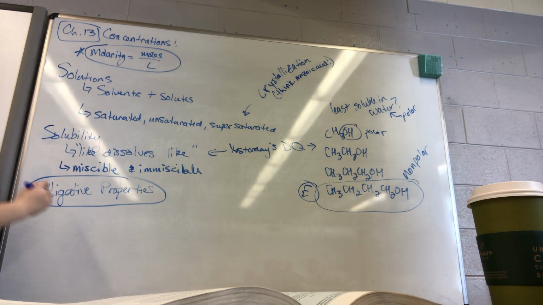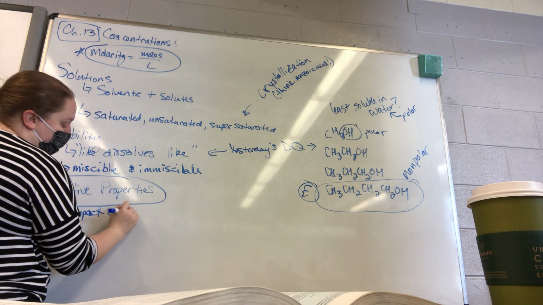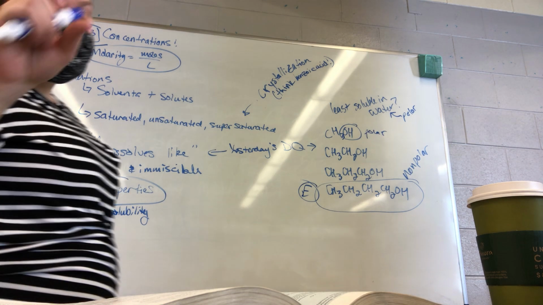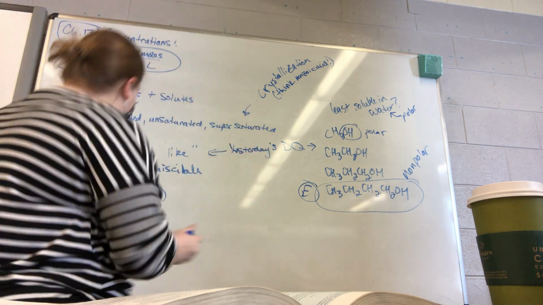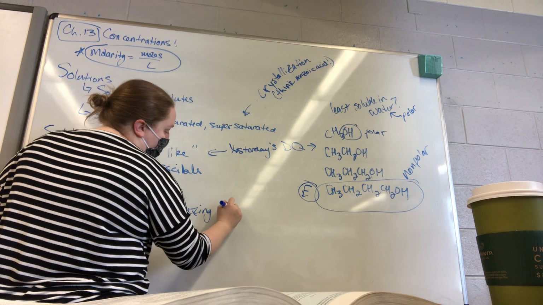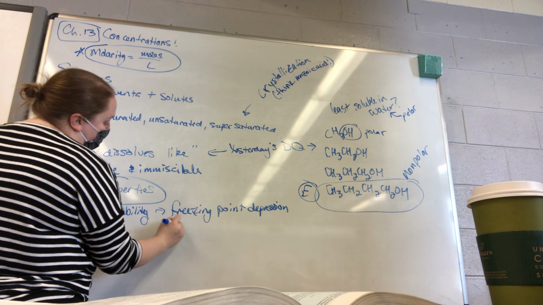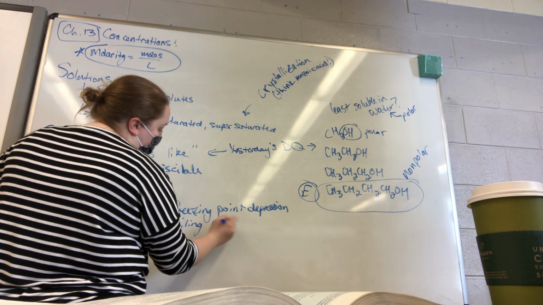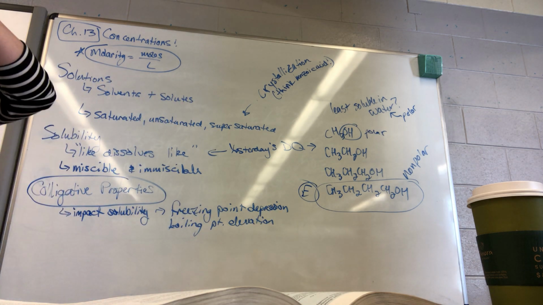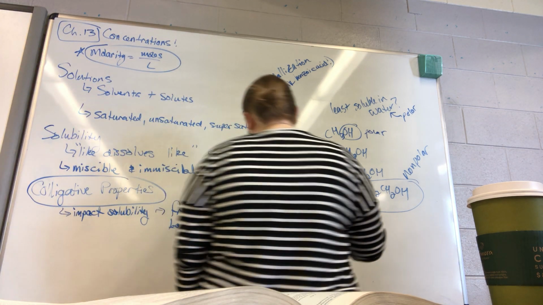So colligative properties. These were the things that impact solubility. And they impact solubility in many different ways. One of the famous colligative properties that we discussed was freezing point depression, and boiling point elevation. These were both dependent on molality, and they both came with equations.